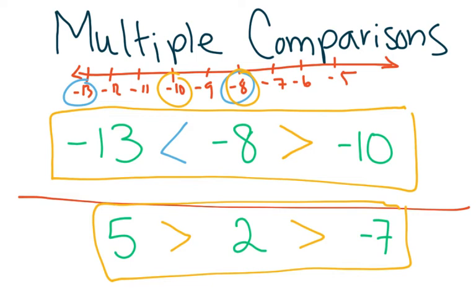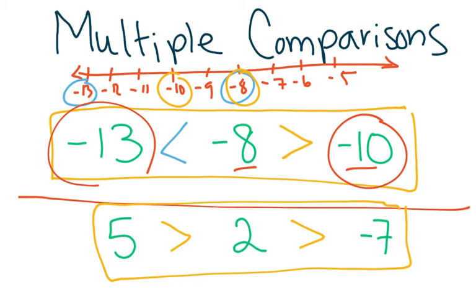You just need to compare each of the numbers together, and notice that we're only comparing the ones that are side by side. I didn't really compare negative 10 to negative 13 in that comparison, or 5 to negative 7. Now it's true here that 5 is greater than negative 7, but you can't directly compare negative 13 and negative 10 using this -8 because one is greater than -8 and one is less than negative 8.